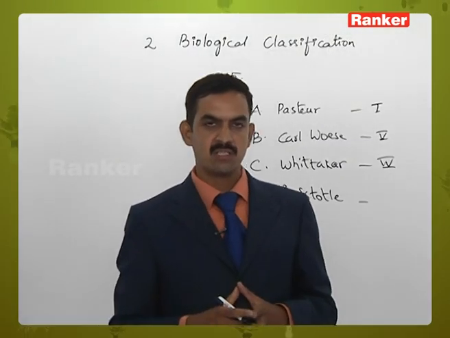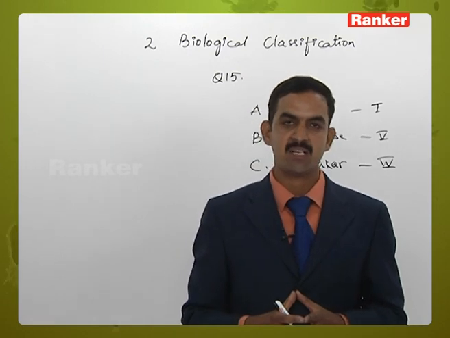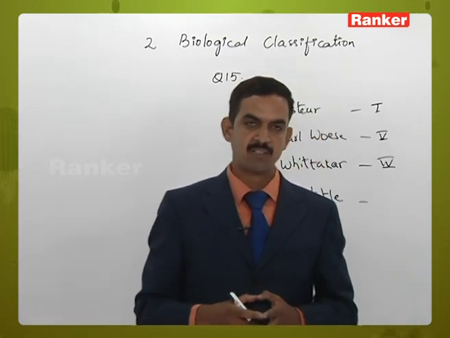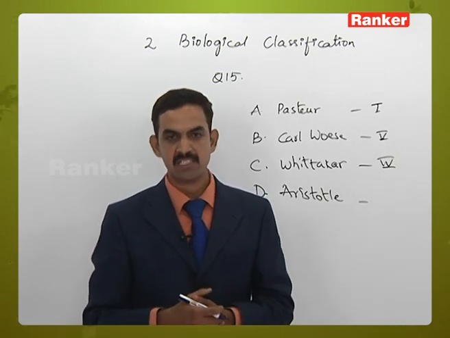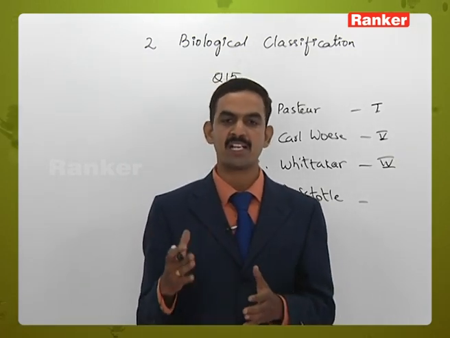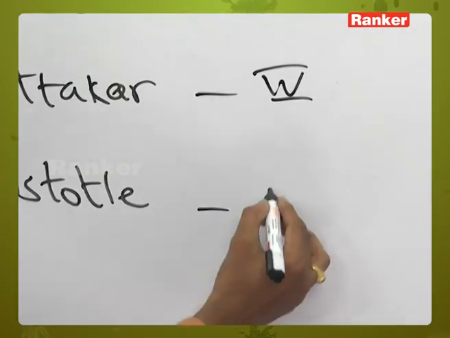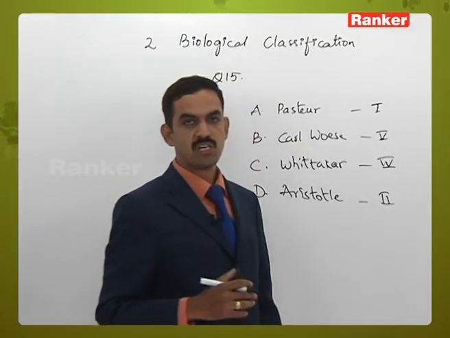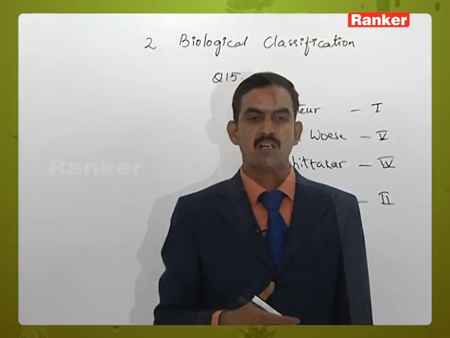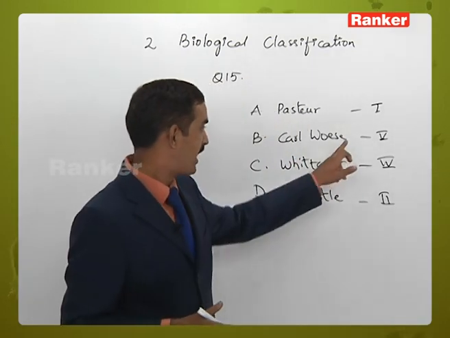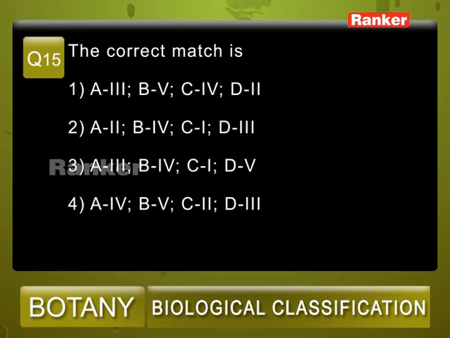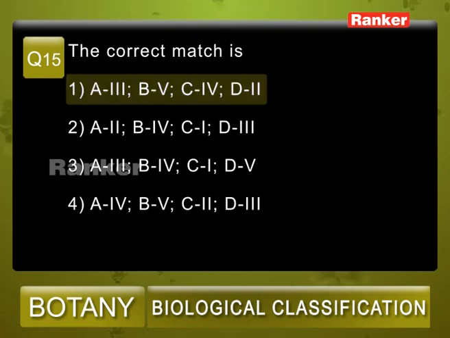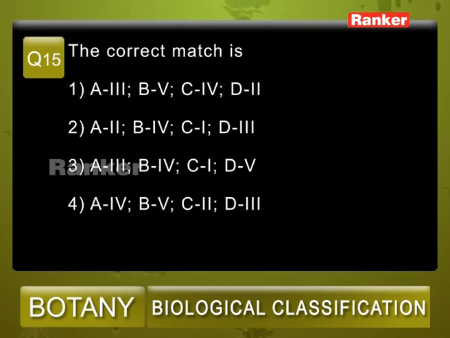Aristotle is a scientist who had classified the animals into the one which contains red blood and the one which does not contain red blood, that is red blood and non-red blood animals. So, out of the 4 given options, A is 3, B is 5, C is 4 and D is 2. So, the correct answer is 1. Question number 15, answer is 1.